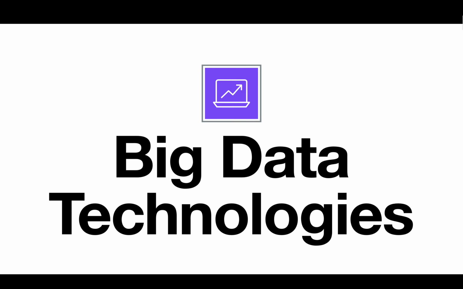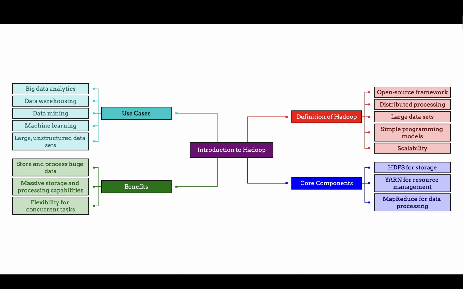Big Data Technologies. Introduction to Hadoop. 1. Definition of Hadoop. Hadoop is an open-source framework that allows for the distributed processing of large data sets across clusters of computers using simple programming models. It is designed to scale up from single servers to thousands of machines, each offering local computation and storage.